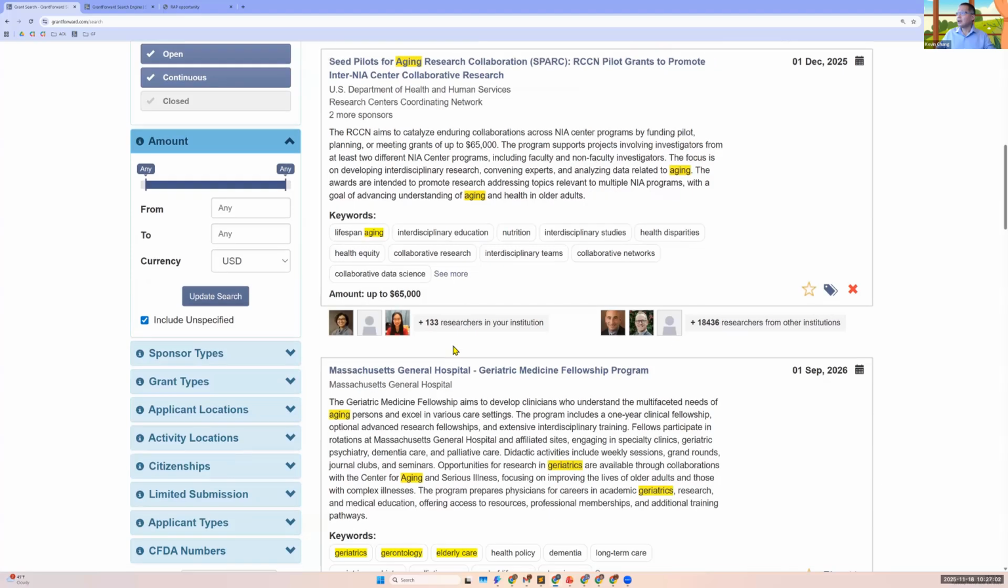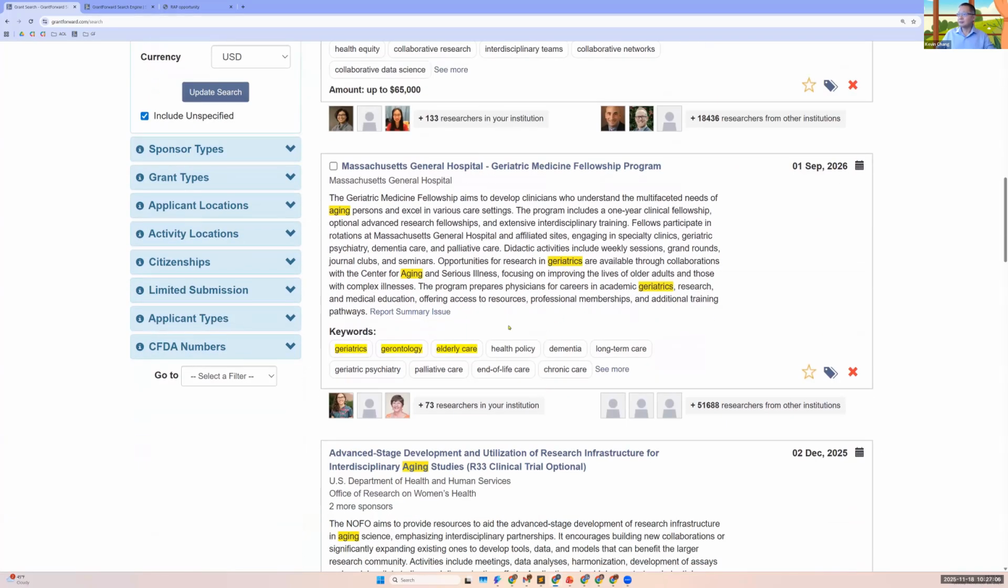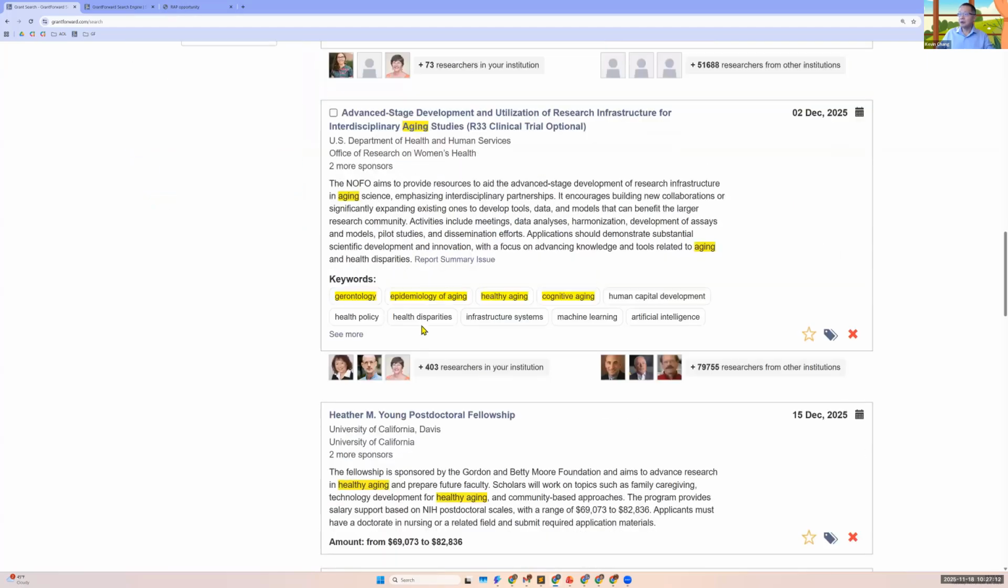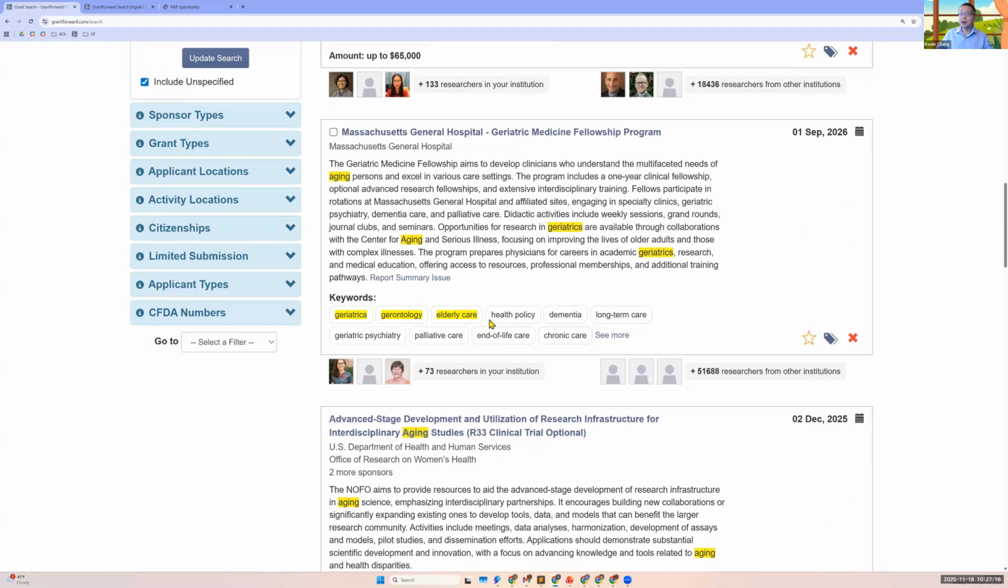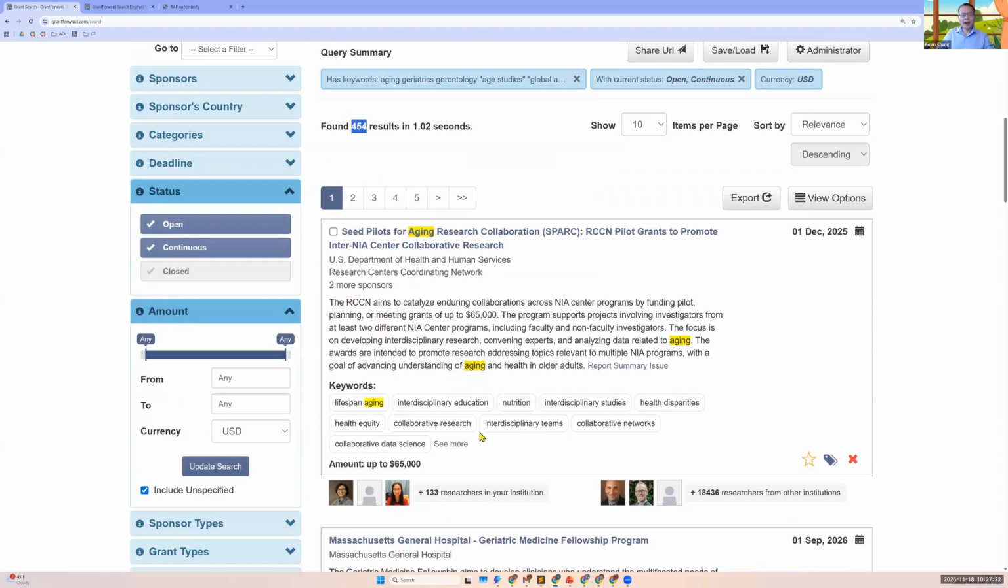So now you look at this. All of these are actually pretty related to geriatrics, the study of elderly people, and elderly care. You know exactly what has been expanded. You know what each grant is relevant. So now you get a lot more, and you do want to get a lot more. Why? Because these are only grants that are topically relevant.